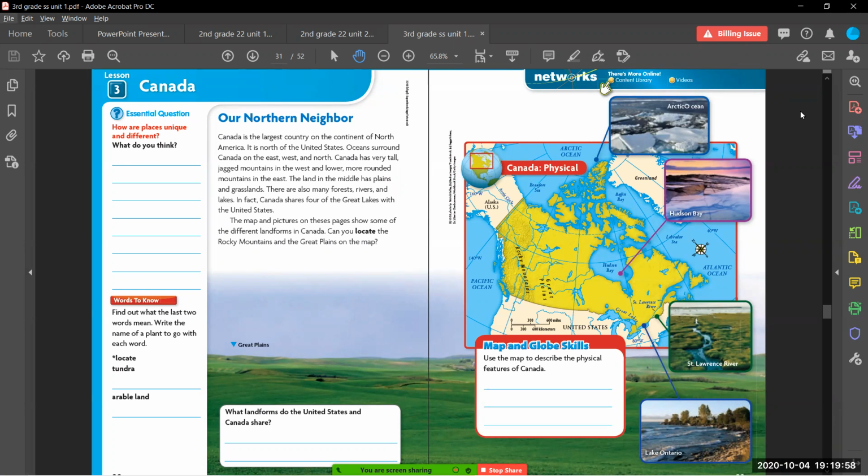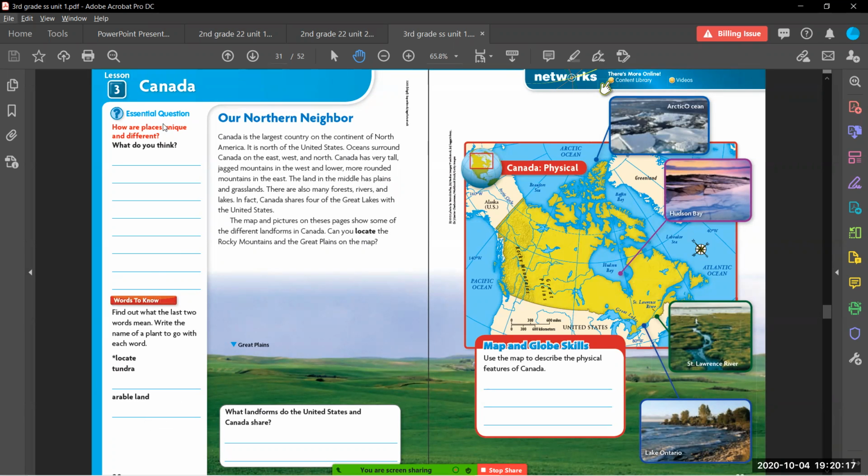And as we start this lesson, one of the things I want you to pay attention to is that you do need to answer this essential question. I've noticed that some of you are not doing it or you're skipping past it. Please answer it with a complete sentence as best as you can and do whatever they are asking you to do in the words to know section.